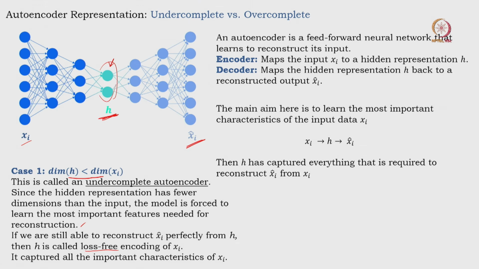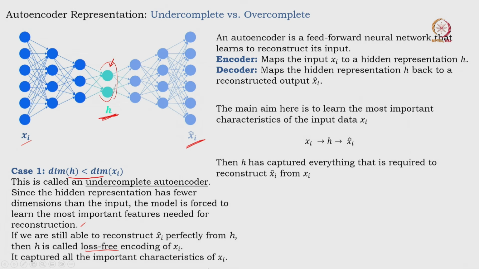If the dimension is smaller, and ultimately you are reconstructing back from that smaller representation, and the reconstruction is the same as the original, then has H not captured the most important features, and is it not a loss-free encoding of the input? So this is what undercomplete is.